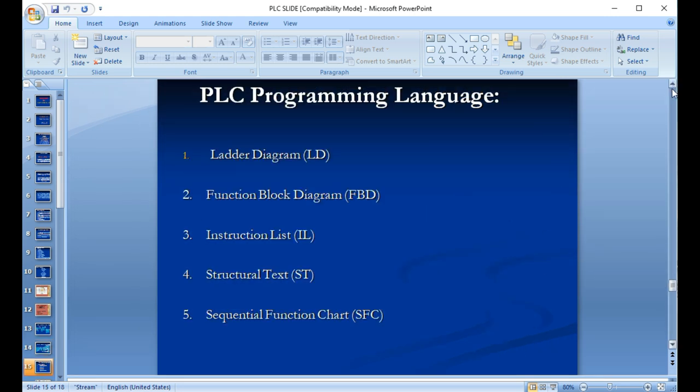Then you go to the next question: what is the programming language used worldwide right now? There are all kinds of languages for programming a PLC right now. The most used programming language is the ladder diagram, second is the function block diagram, third is the instruction list, fourth is structured text, and fifth is the sequential function chart. Every language is difficult, but the easiest and most popular language worldwide right now is the ladder diagram. It is very easy, and for beginners I suggest you initially start with the ladder diagram. The first language should be the ladder diagram. Ladder diagram is very easy to learn for PLC programming.